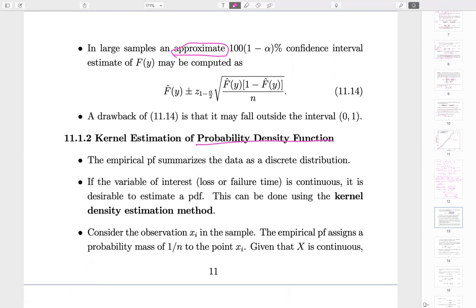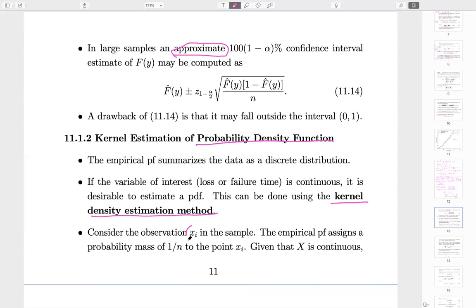Okay, we want a little advanced development along this direction. This is what we call the kernel density estimation. Let's begin with the fundamental ideas. Okay, that's the most important thing.